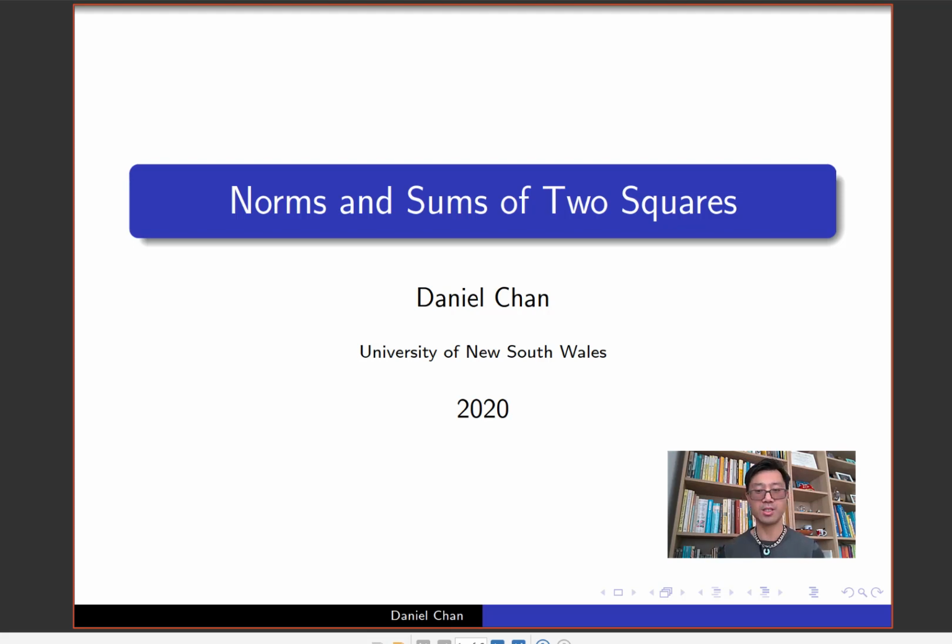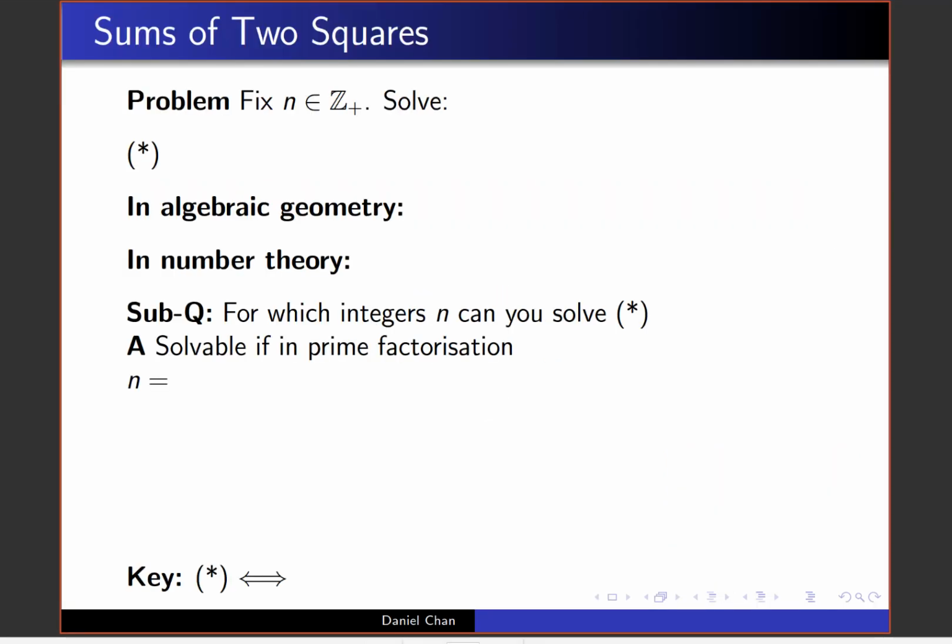In this video today, I want to talk about a very classical problem in number theory, and that involves sums of two squares. In so doing, I want to introduce a very, very important tool in number theory called the norm. So let's start by looking at what the problem involves.